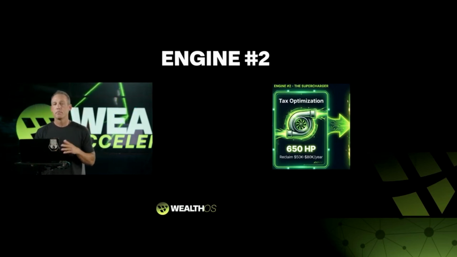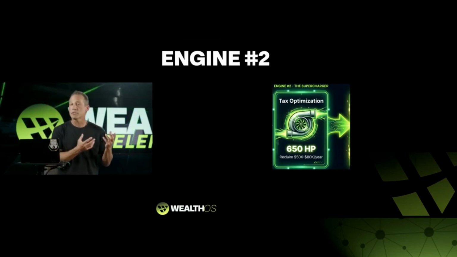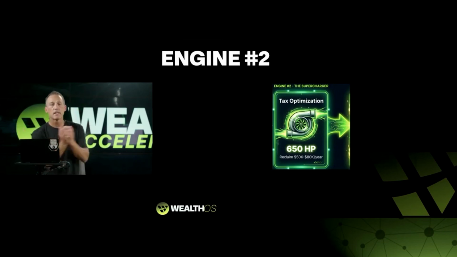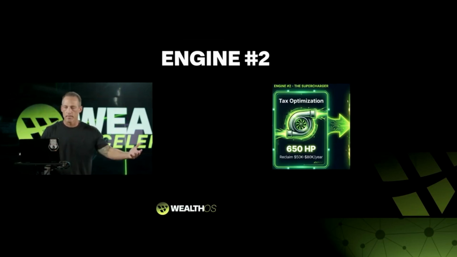50,000, 100,000, 200,000? What if I told you could redirect 50, 70, 90% of that back, and you could redirect it into your own assets instead of giving it over to your government? Okay, that's engine number 2. It's called the supercharger. Now, if you were able to do that, let's say over 20 years, that's 600,000 to maybe 1.2 million that you keep instead of giving it away. How do you do that?